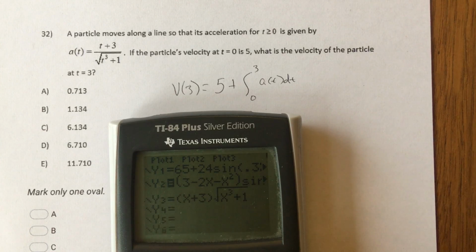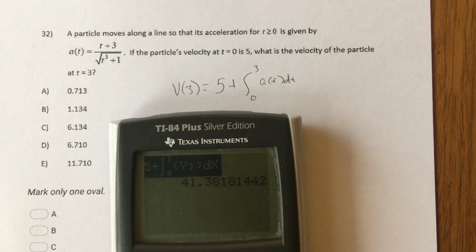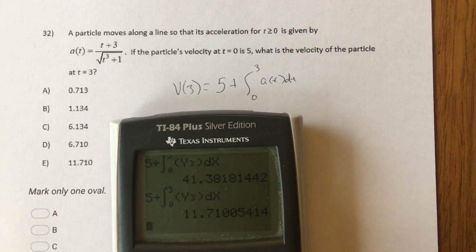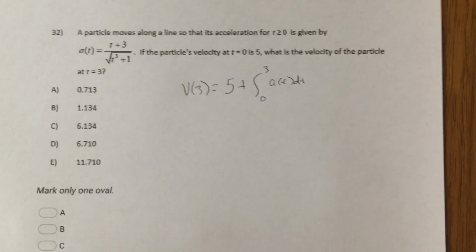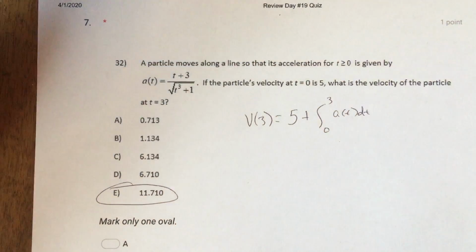So let me go back and check. Oh, I forgot to divide. I did that on purpose to show you to not lose your mind if you don't get the answer. Just stay nice and calm like I did right there, and then you can actually just redo that. And hey, that's a lot better. 11.710, E. Again, stay nice and calm, right?